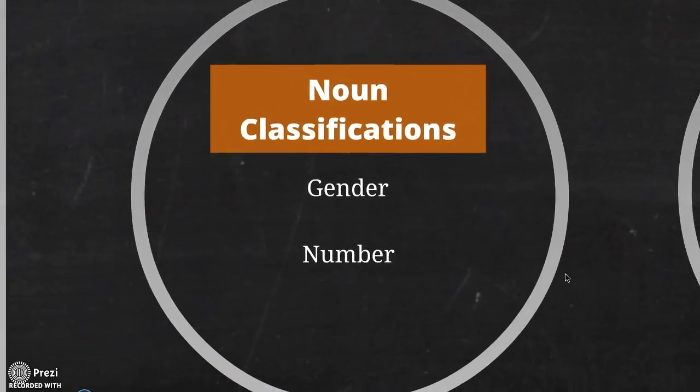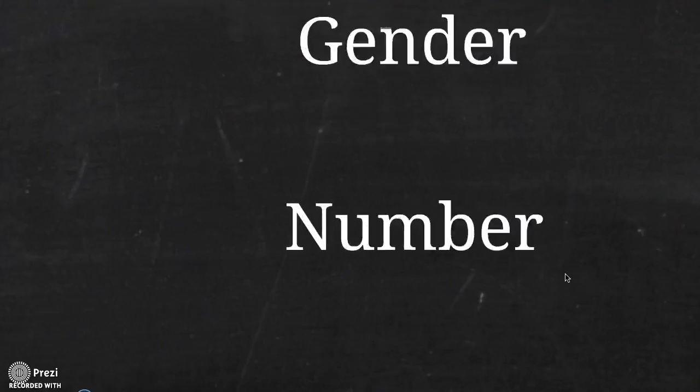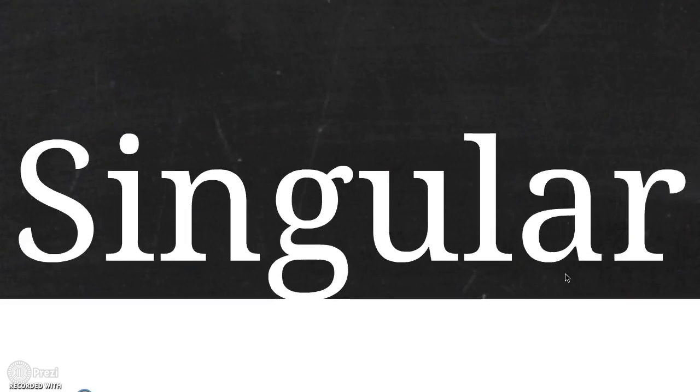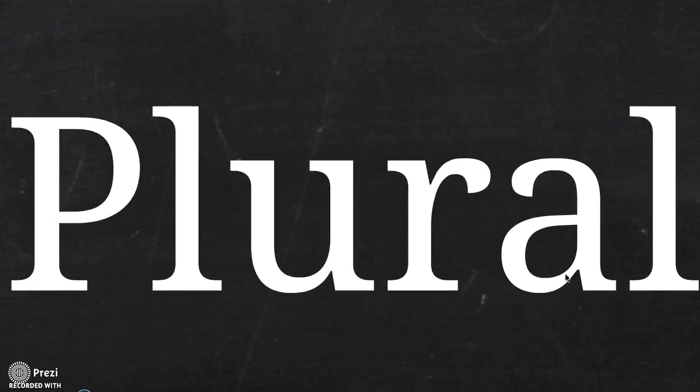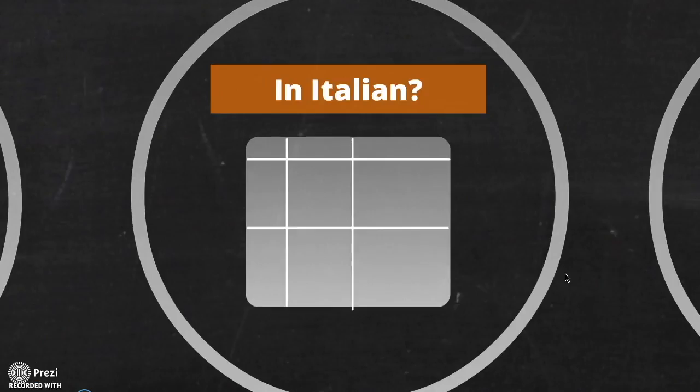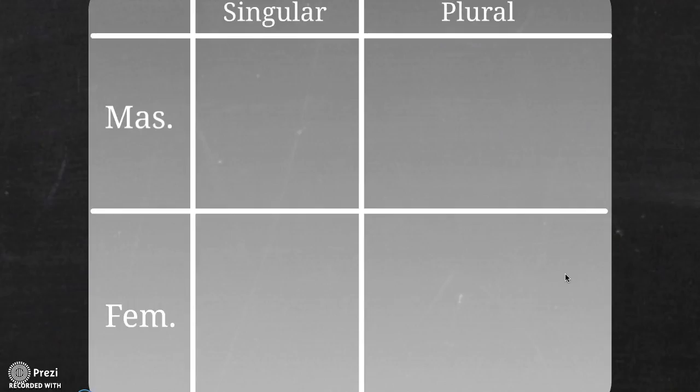The second classification, which we also use in English, is number. Now, when we talk about the number of a word, we're either referring to it being singular, and singular means only one, and plural. Plural means more than one. So, in Italian, as we said, a word can either be masculine or a word can be feminine. And it can also be singular or plural.